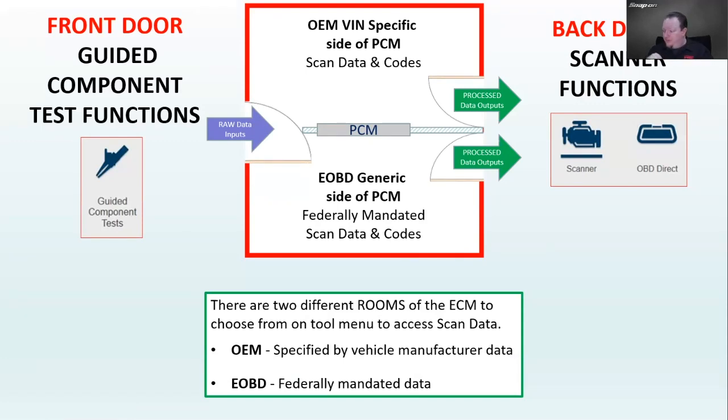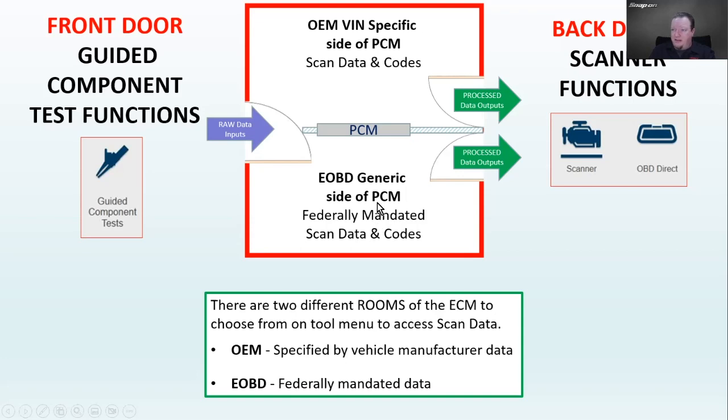2 doors, 2 rooms. Coming in the input side is going to be my coolant temp sensor, oxygen sensor, NOx sensor, all the inputs going to go into the computer. Then it's going to process them. Now it has 2 different ways of processing them. It has the OEM VIN specific side, which you would get through on a Snap-on tool going through scanner, and that gets you to the VIN specific side.